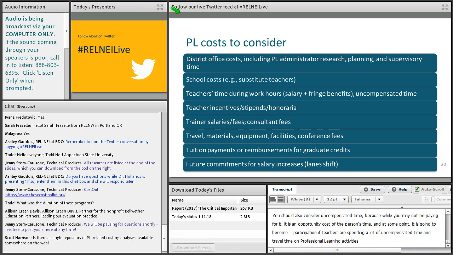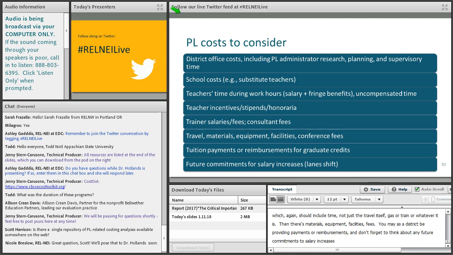The more obvious costs are the teacher incentives, stipends or honoraria, the trainer salaries and fees or consultant fees for professional learning activities, travel costs, which again should include time, not just the travel itself, gas or train or whatever it is. Then there's the materials, equipment, facilities, and fees. You may be, as a district, providing tuition payments or reimbursements for graduate credits. And don't forget to think about any future commitments for salary increases, because that, as I said, is a cost that people often forget to include.